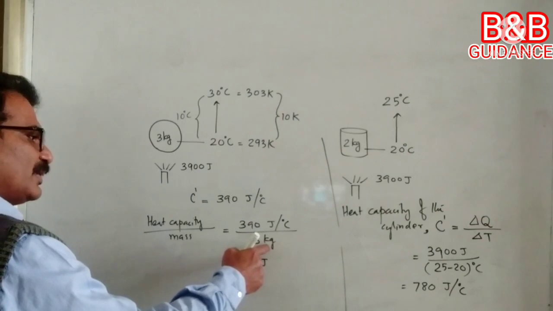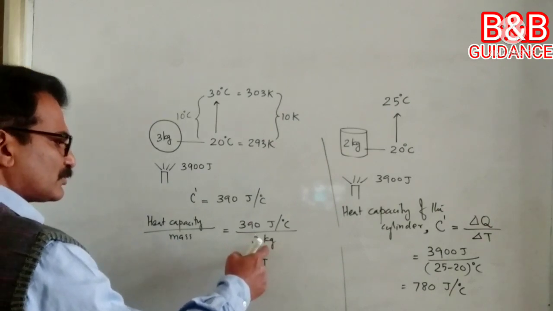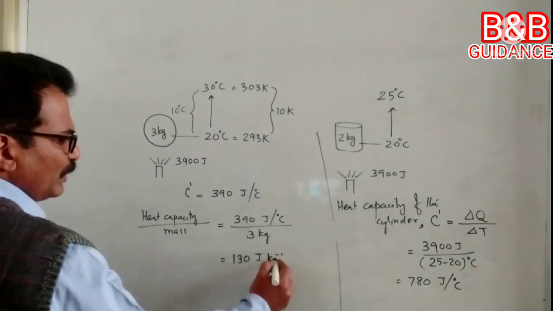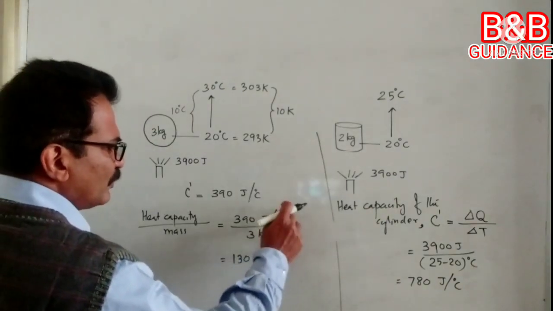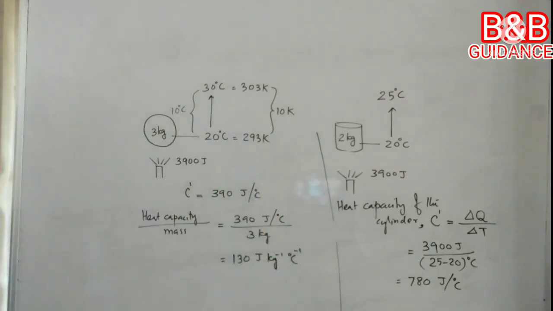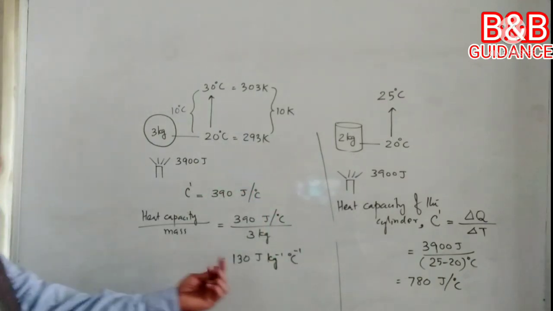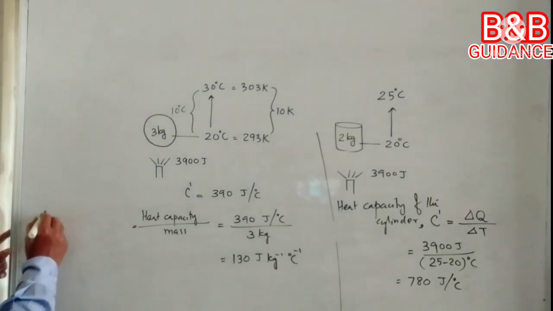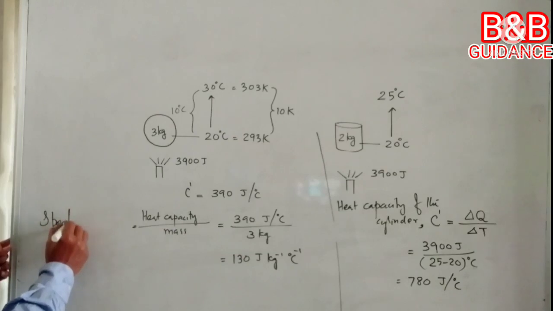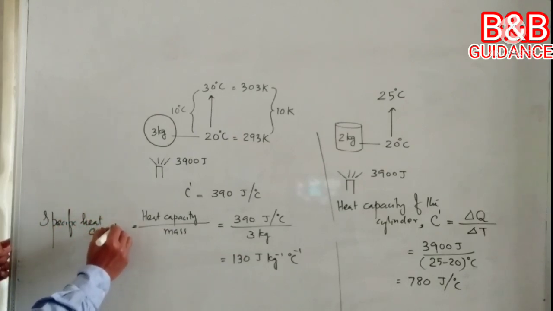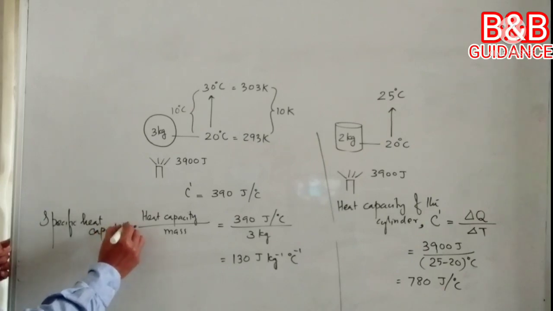This kilogram is there in the denominator, so I can take it to the numerator, then it becomes kilogram to the power minus 1. This per degree Celsius is there, that is again right like this. Okay. Now I am getting another quantity. This quantity is known by the name specific heat capacity. Specific capacity is represented by the letter small c.